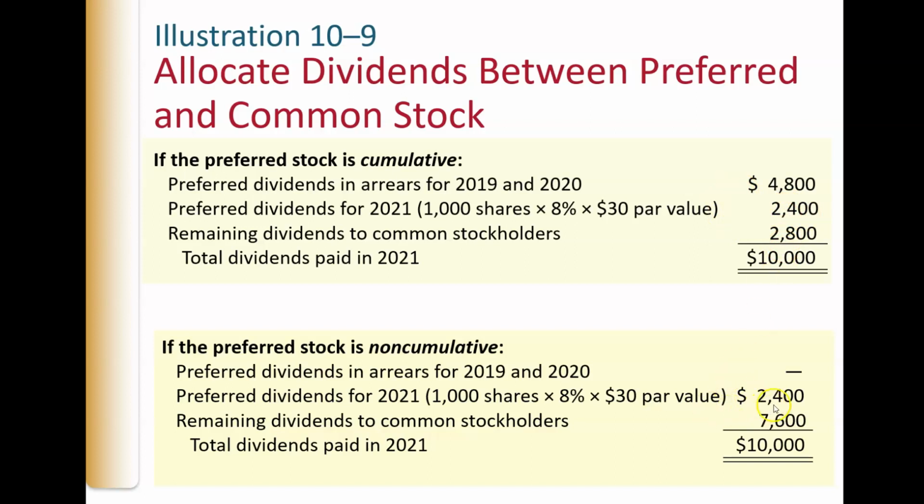If it's non-cumulative, you don't have to go backwards, but you do have to pay the preferred first in the year that you authorize dividends.